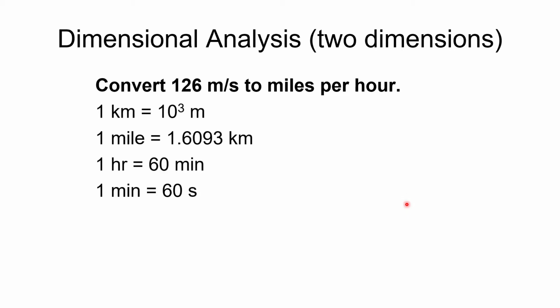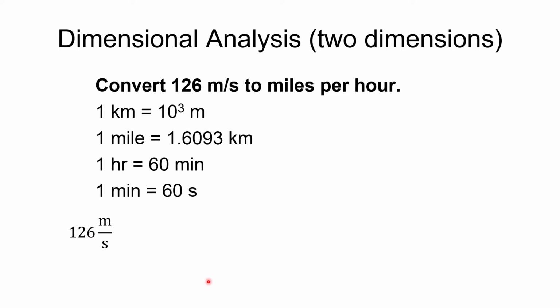So here are some useful conversions. 1 kilometer is 1,000 meters. That's a definition value. 1 mile is 1.6093 kilometers. All right, 1 hour is 60 minutes and 1 minute is 60 seconds. Those last two, I don't have those on the back of the periodic table. You will have to memorize those yourself.